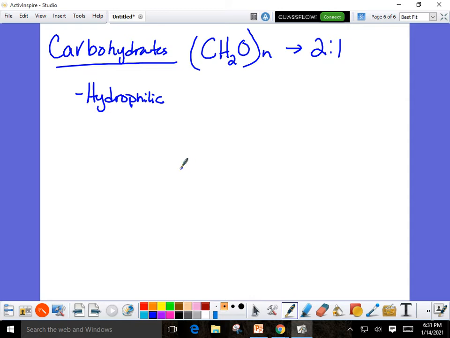So not in the presence of water, glucose will look like this. 1, 2, 3, 4, 5, 6. Double bond. You guys don't actually need to memorize this. Any ring structure is going to be a monomer. Glucose usually, sometimes fructose.